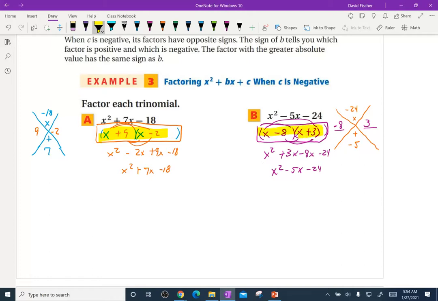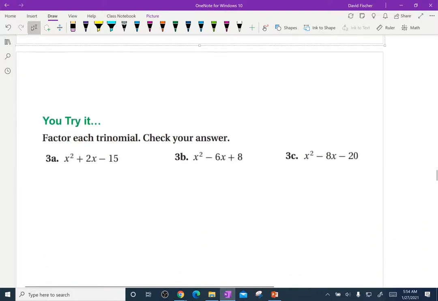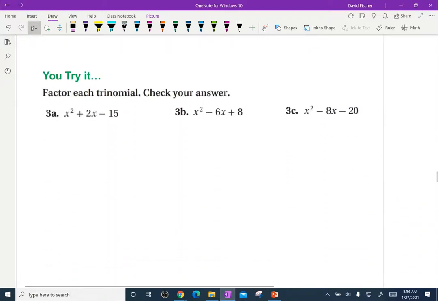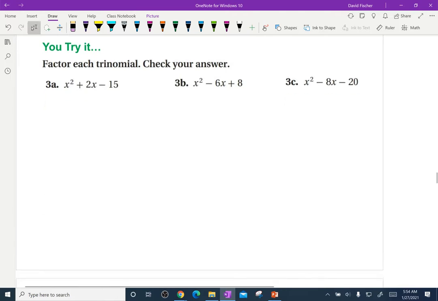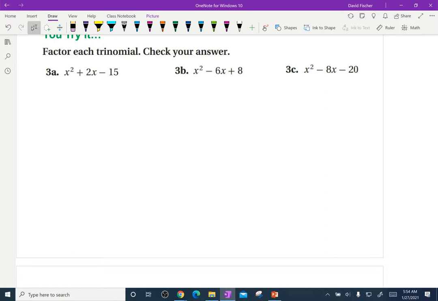Okay, so you got a couple to try here now. We're going to do them in class together, and we're going to get really good at this because this is hugely important. This is how we find our zeros. So we want to be able to factor correctly and quickly. Okay, so pause your video, try these three.